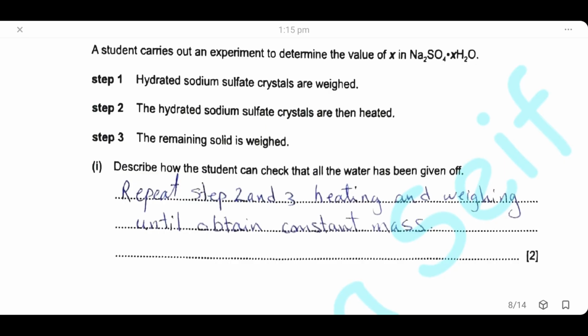All the water is given off when you heat and weigh, and you find no change in the mass of the salt. So the student has to repeat steps 2 and 3, continue heating and weighing until obtaining a constant mass or fixed mass. When the mass is fixed, it means no more water is to be lost.